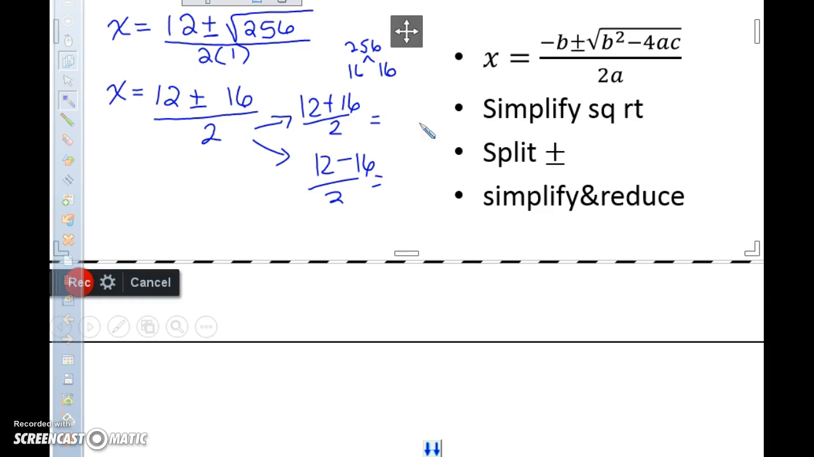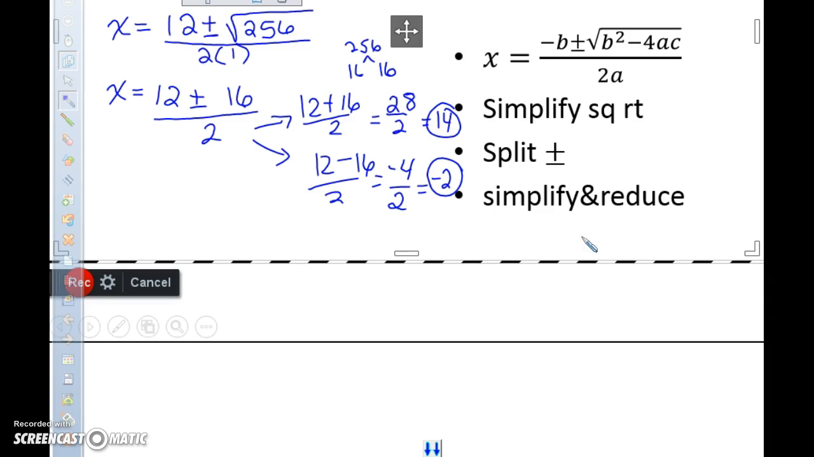Yo, what's up? All right, so what's 12 plus 16? 28. Okay. So we get 14. 28 divided by 2 is 14. What's 12 minus 16? 12 minus 16 is a negative 4. So our answers are 14 and negative 2.